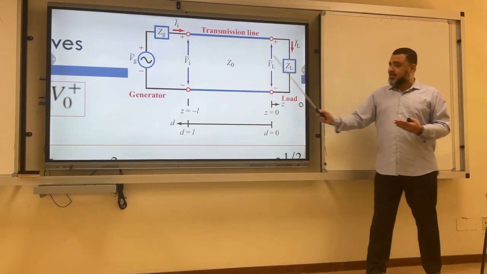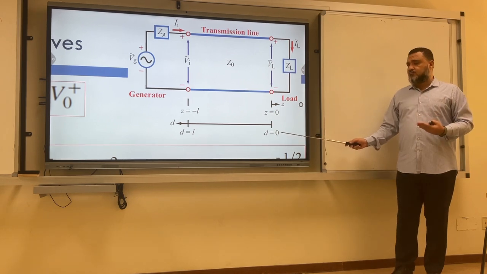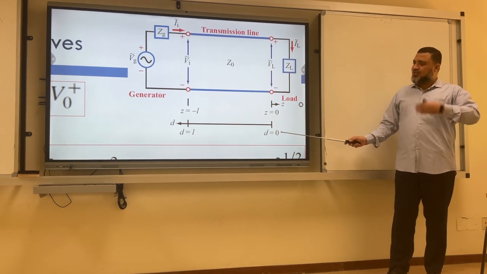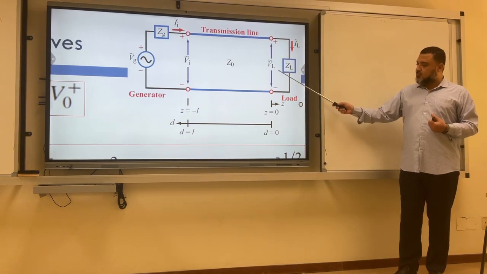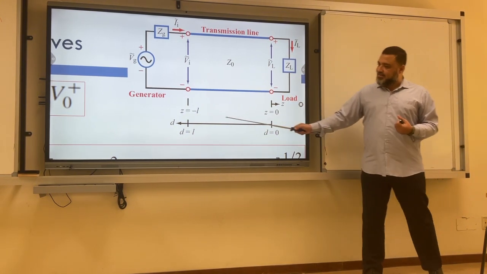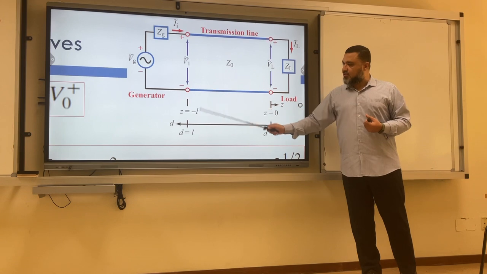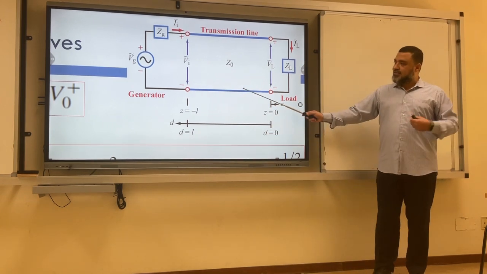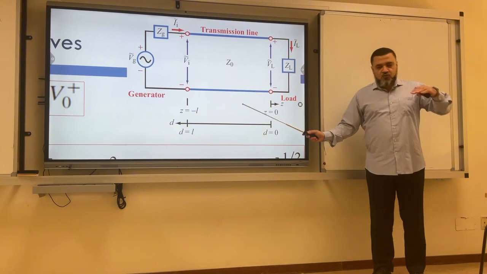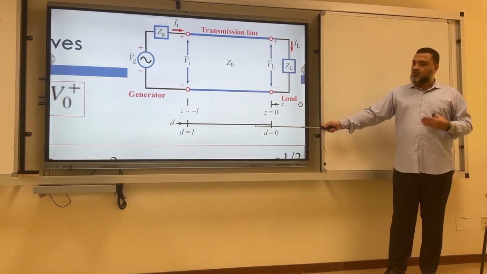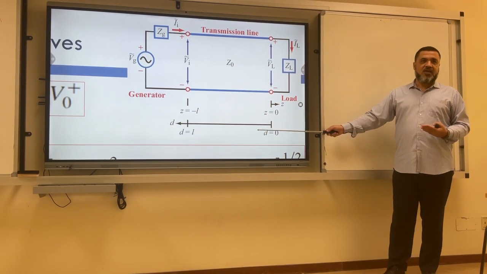At any point, z is negative. We have another distance coordinate, which is D. D starts at 0 at the load, and D is always positive. At the generator, D equals L. So at any point, z equals negative D. We like to work with D because D is always positive.